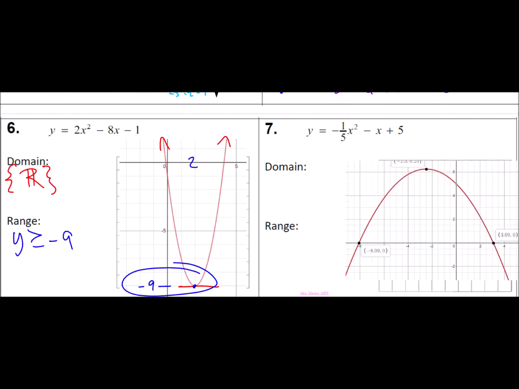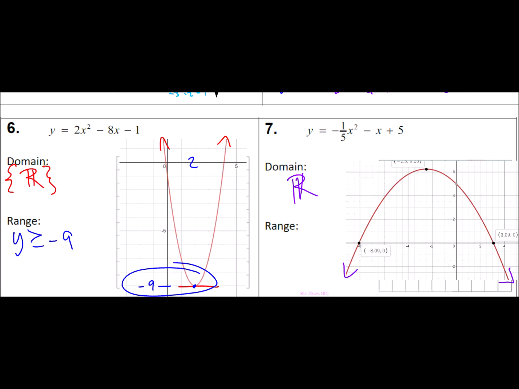Can you guess what the domain is? Take a risk. All right, we're going to pretend this is like Dora or something. Hey, kind of look like her. What's the domain, you guys? I can't hear you. What? Oh, wait, that's SpongeBob. All real numbers again, right? All right, because this goes forever left, forever right.